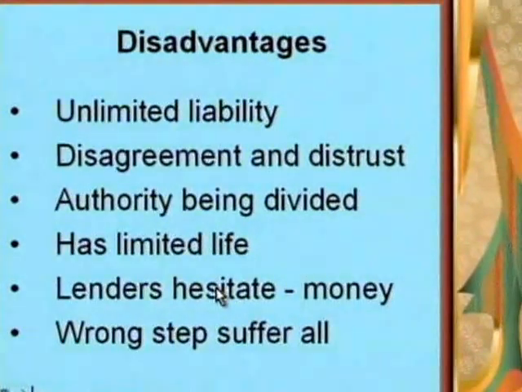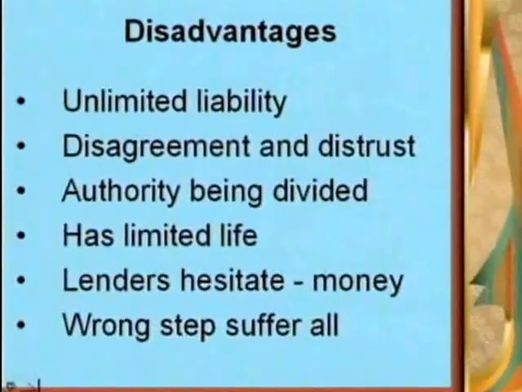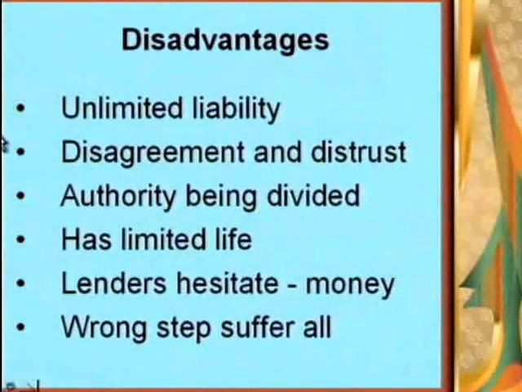Disadvantage in general partnership: unlimited liability. The lenders and creditors can claim the partners' personal belongings along with the business property to settle their claims. And disagreement and distrust among the partners also exist.